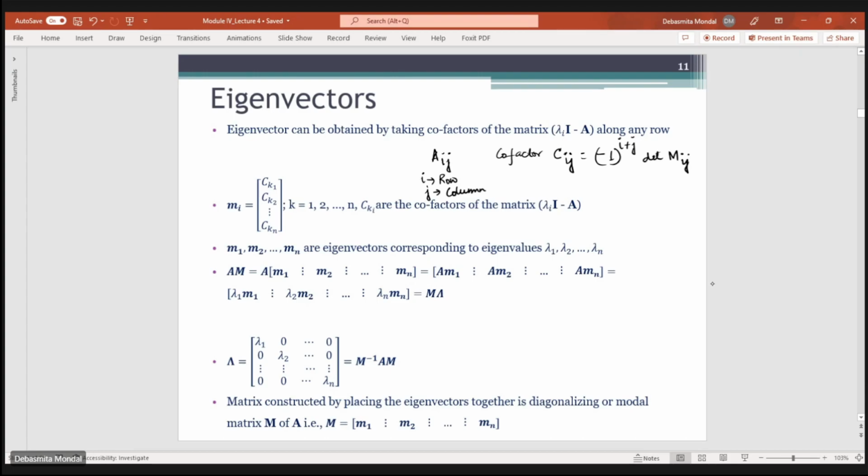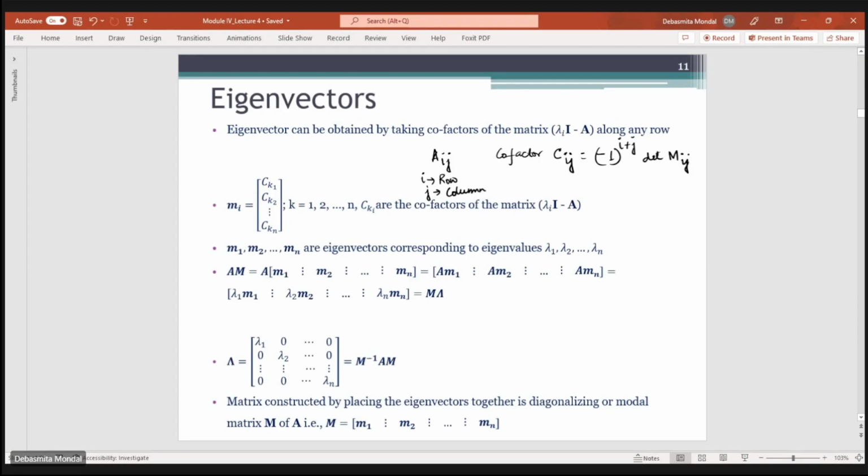So now you can expand or separate out this matrix and write it in the form of M multiplied by this matrix delta, where delta is basically a diagonal matrix whose diagonal elements are nothing but the eigenvalues of the matrix A that we have. And we already know that the value of delta is equal to M inverse A into M.